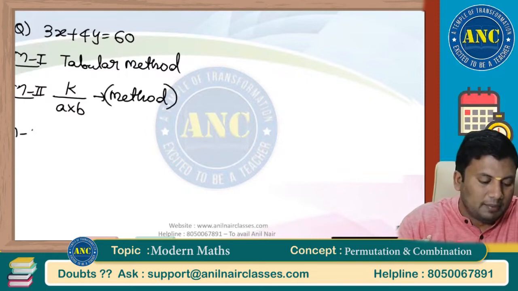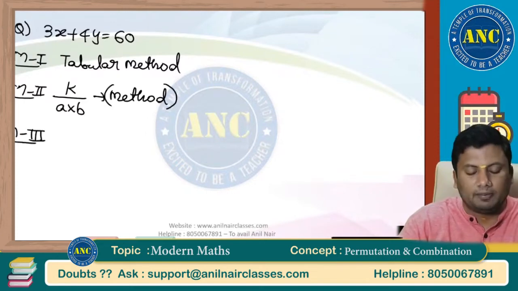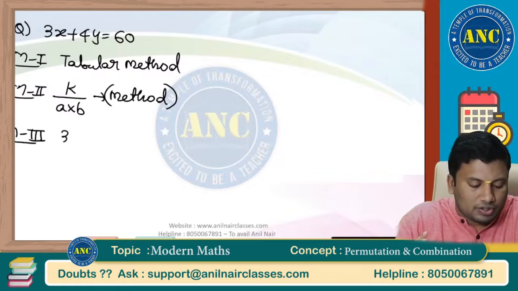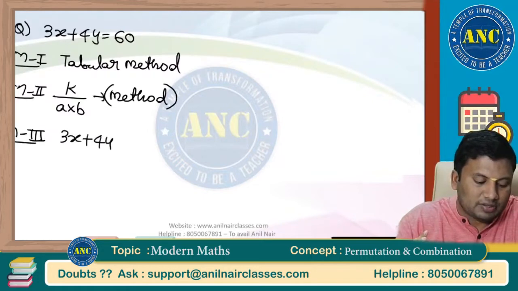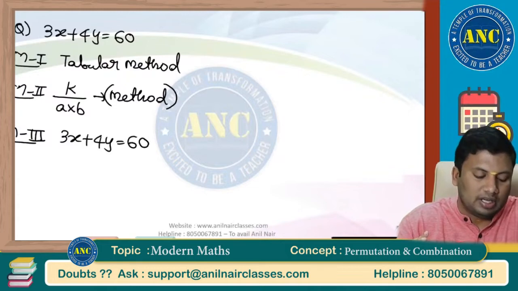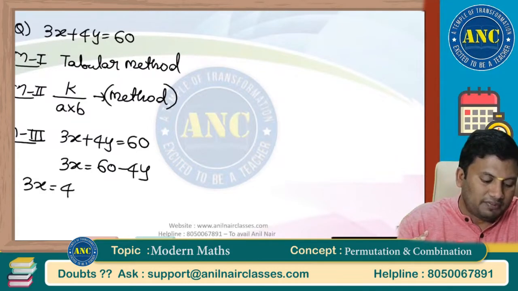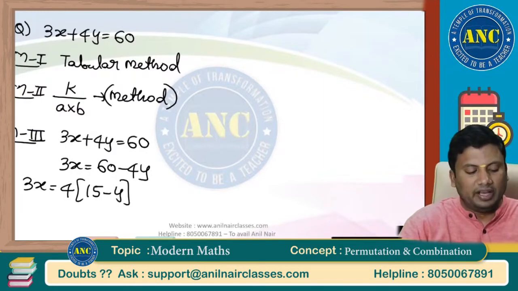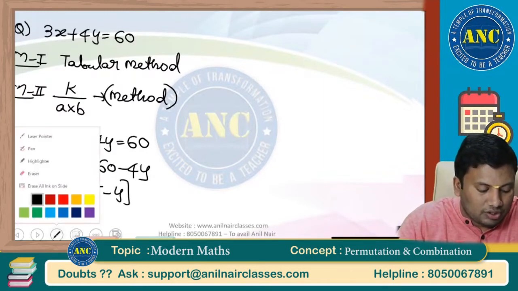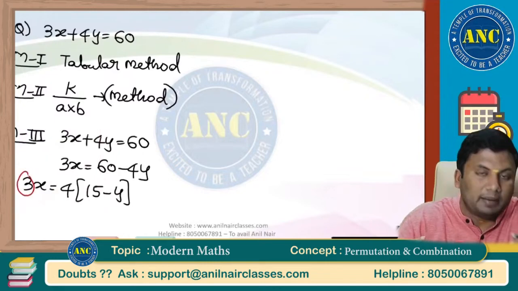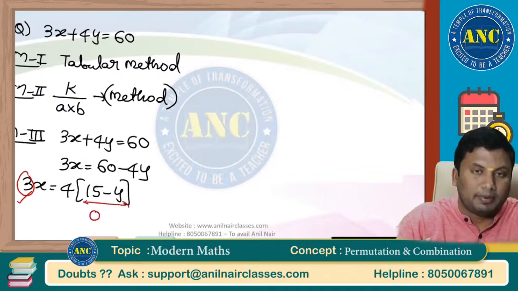Method number 3. You can also solve like this. 3x plus 4y equals 60. 3x is 60 minus 4y. 3x is 4 times, if I take common, 15 minus y. Now if you observe closely, the left hand side is multiplied by 3, so the left hand side is divisible by 3. 4 is not divisible by 3, so 15 minus y should be divisible by 3.